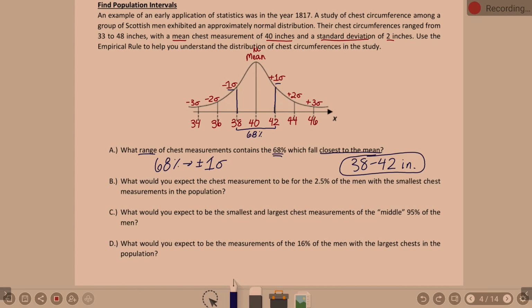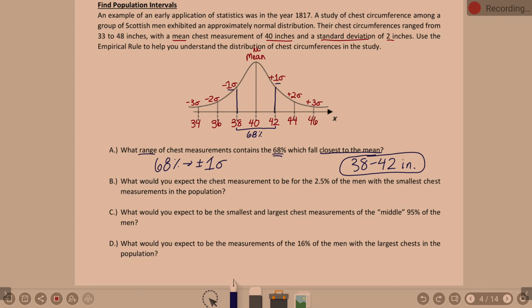Any thoughts on this one? Okay, fair answer. Okay, Eli? It'd be 33 since it says in the paragraph that it starts at 33. It ranges from 33 to 40, so 33 to 36 roughly.